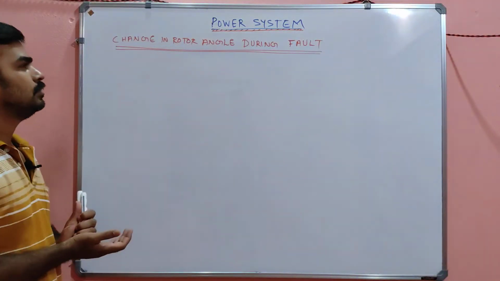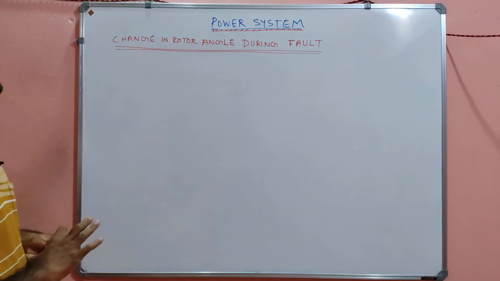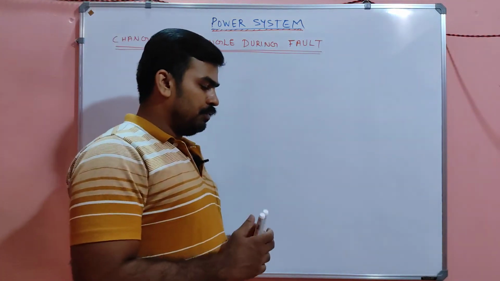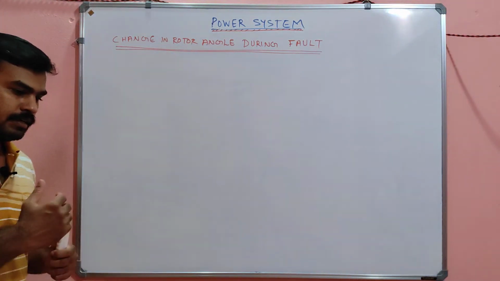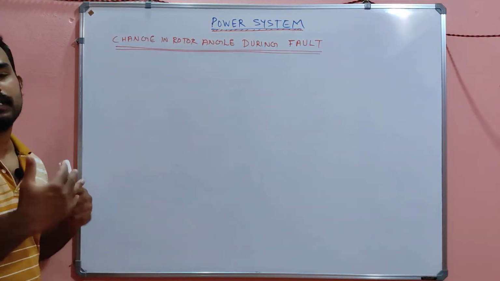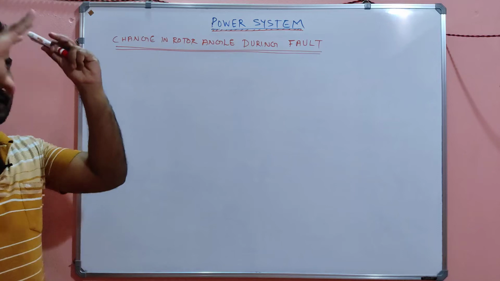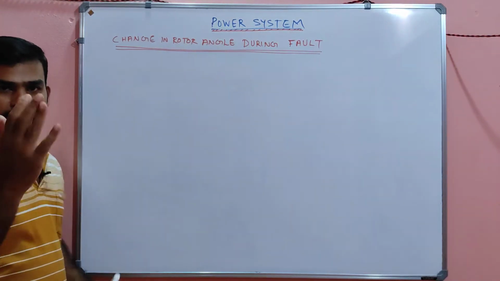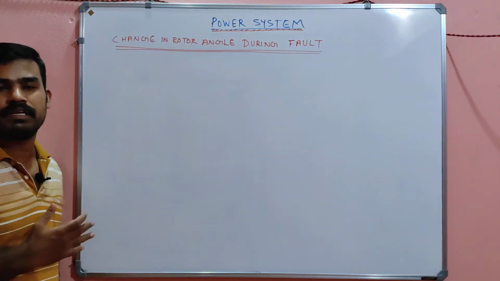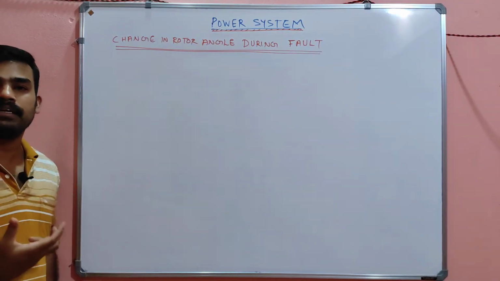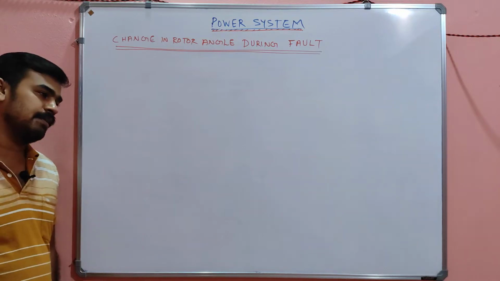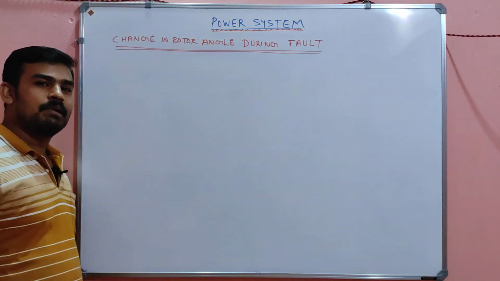Hello my dears. Now we are going to discuss the change in rotor angle during fault condition. So we are moving slowly deeper into the concept of transient stability. For the full understanding of transient stability, we require these topics. This concept is very important for a very good understanding of transient stability and the equal area criteria. We are moving into equal area criteria.